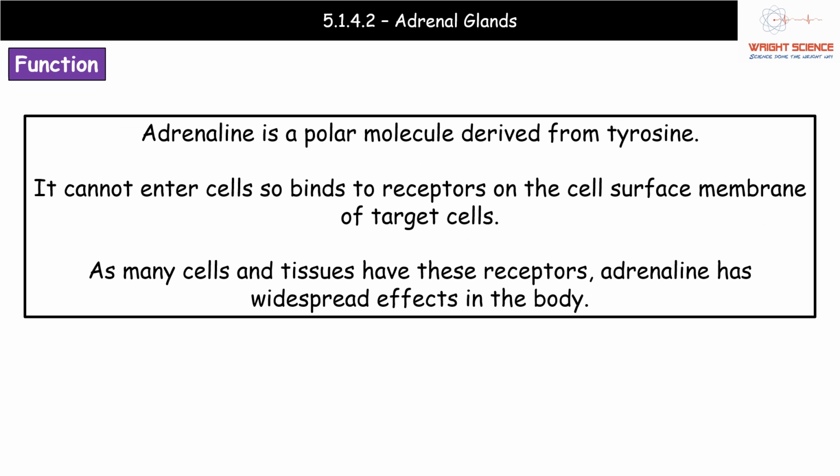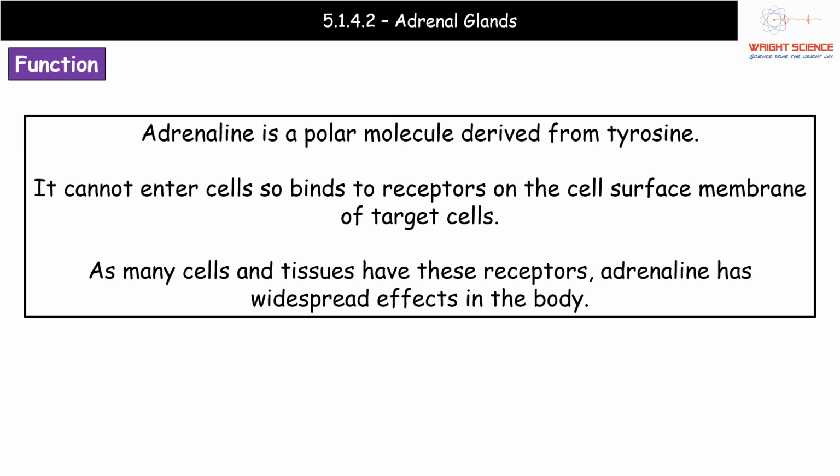The next hormone we need an example for is adrenaline. Now, adrenaline is a polar molecule which we derive from tyrosine, which is an amino acid. And the key thing about adrenaline is it cannot enter the cells itself. Therefore, it will bind to receptors on that cell surface membrane of the target cells.